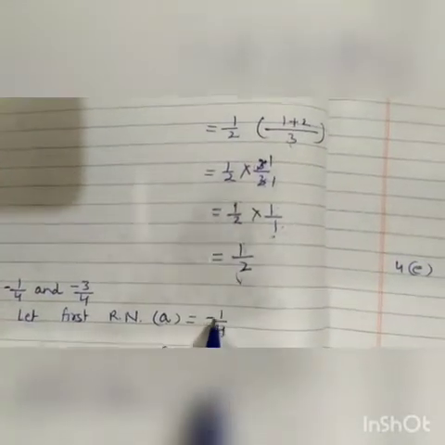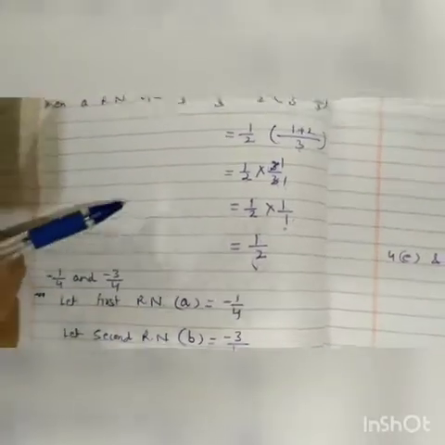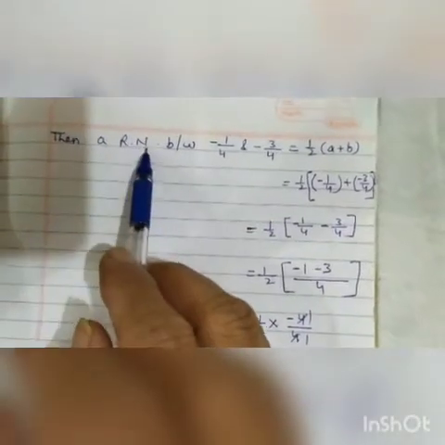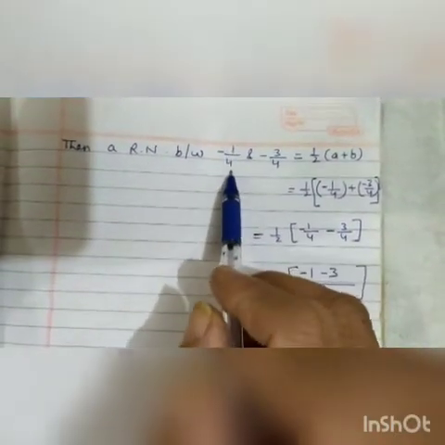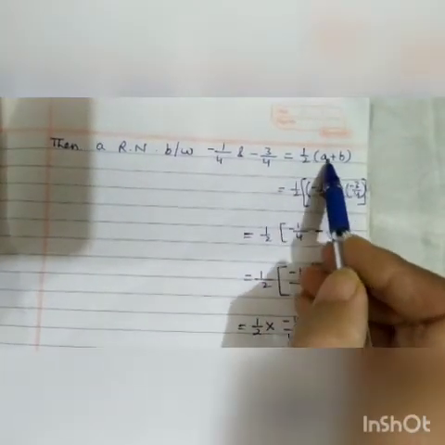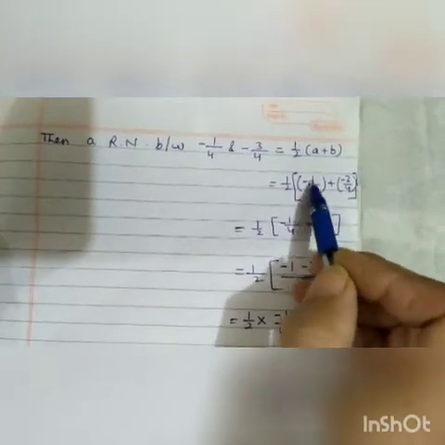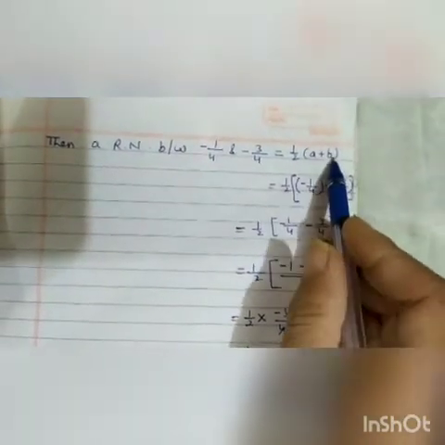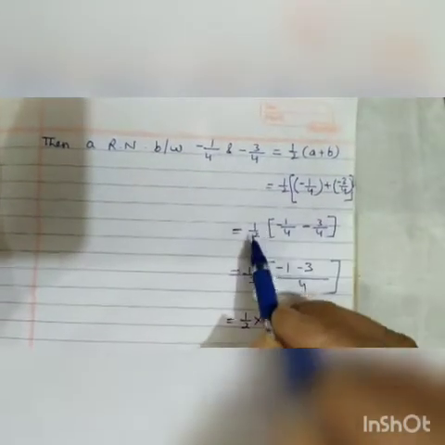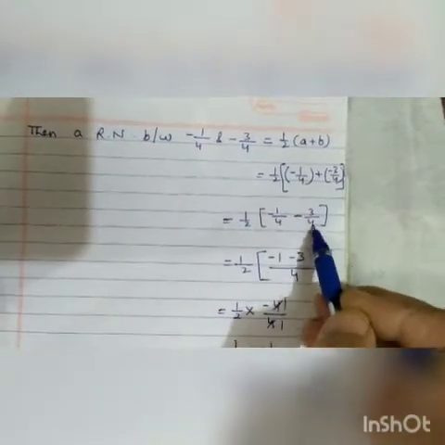Again same thing, let first rational number A be equal to minus 1 upon 4, let second rational number B be equal to minus 3 upon 4. Then write the formula. A rational number between minus 1 upon 4 and minus 3 upon 4 is equal to 1 upon 2 (A plus B). 1 upon 2, value of A is minus 1 upon 4, plus value of B is minus 3 upon 4. 1 upon 2, minus 1 upon 4 will be written as it is. Then minus 3 upon 4.